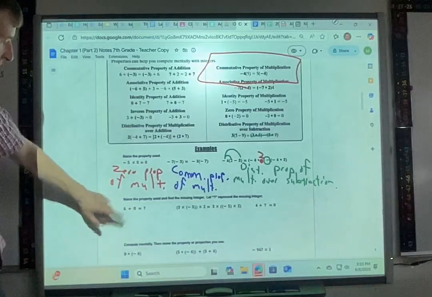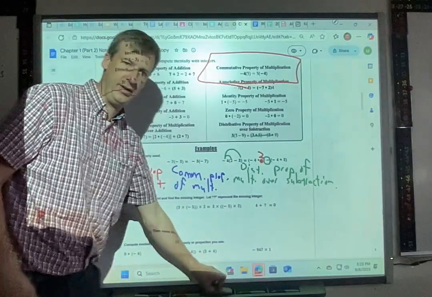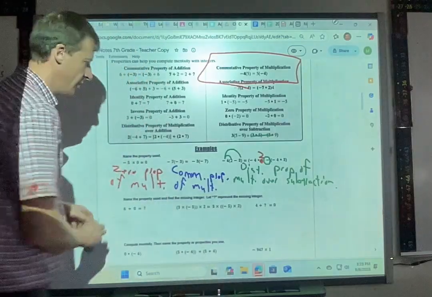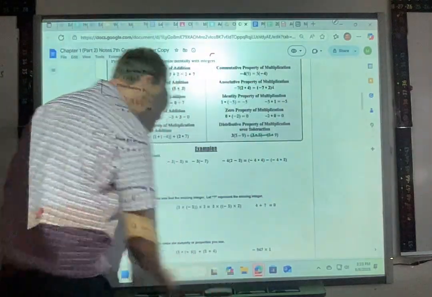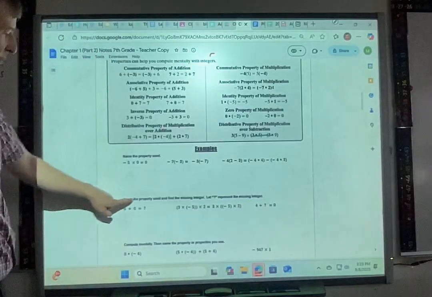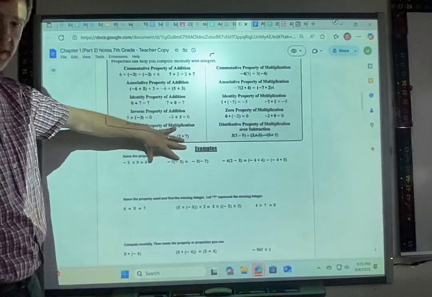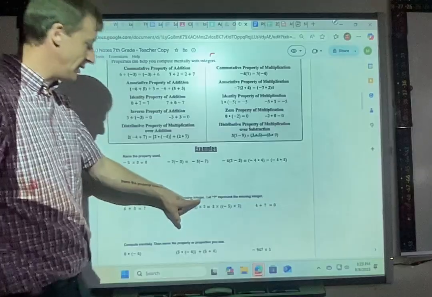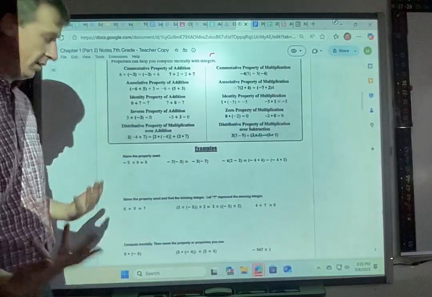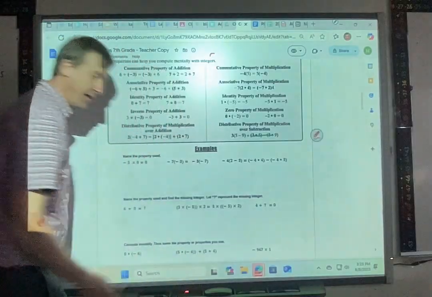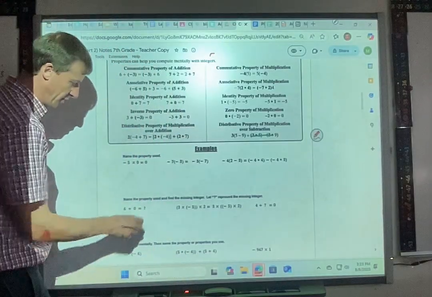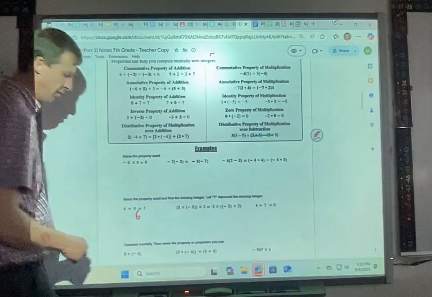All right, down below that, I'm just going to erase these because it's going to be a lot of writing on the board. Erase these. Next one says, name the property used, that's what we just did up here, and find the missing integer. And they use a question mark for the integer. So 6 plus 0, let's find the answer first. 6 plus 0 is equal to 6, right? So my answer here is 6.